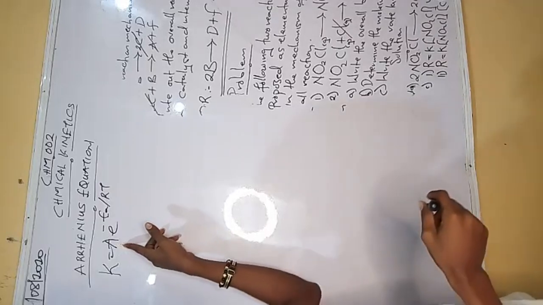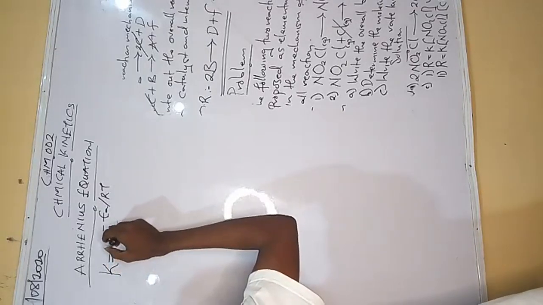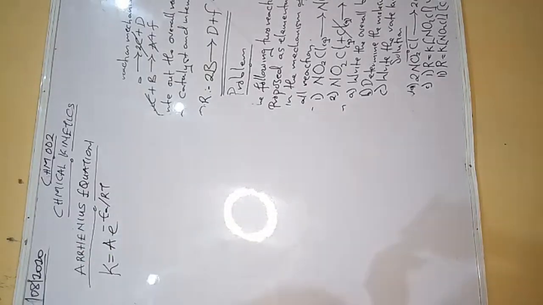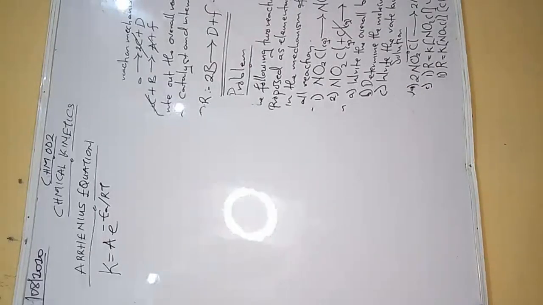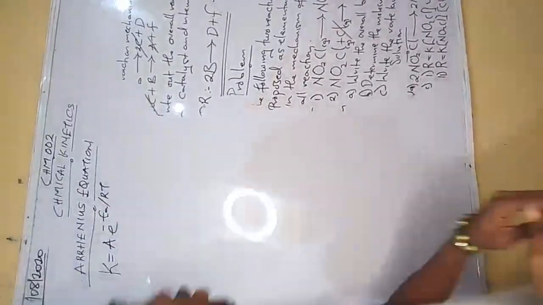K equals A e, where e stands for your exponent there. Are you getting me now? And A is just standing as a constant. A is just standing for a constant.